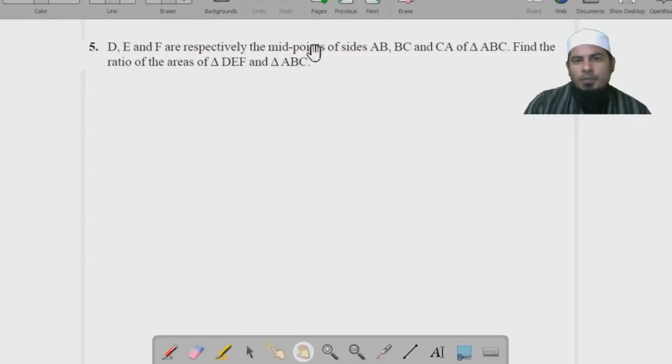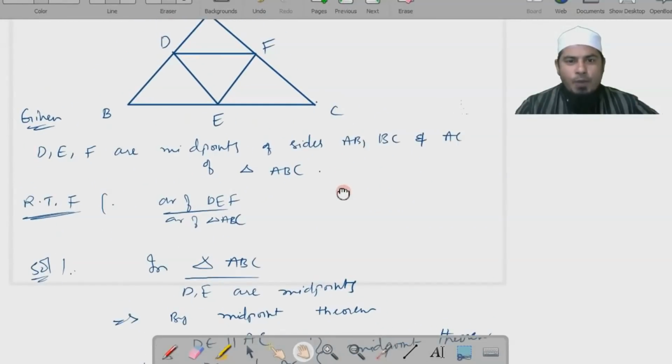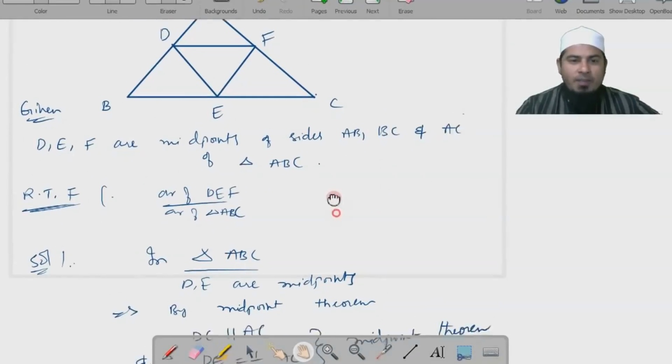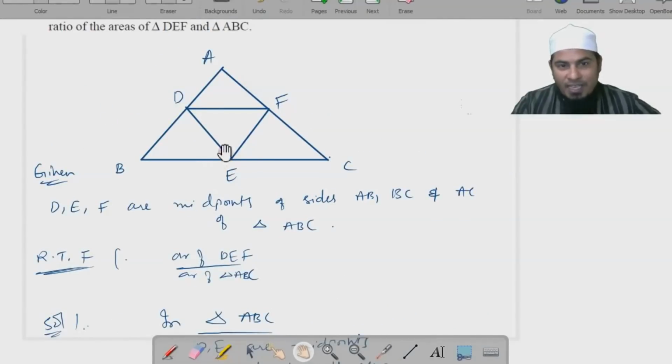D, E, and F are respectively the midpoints of sides AB, BC, CA of triangle ABC. Find the ratio of the areas of the triangle DEF and triangle ABC. So here is a very typical, very nice, easy question. D, E, F are the midpoints. So here, if we are using the 9th class midpoint theorem, in triangle ABC, D, E are the midpoints. So by midpoint theorem of the 9th class, we can prove that DE is parallel to AC, DE is half of AC. Similarly, we can prove DF is half of BC, EF is half of AB.